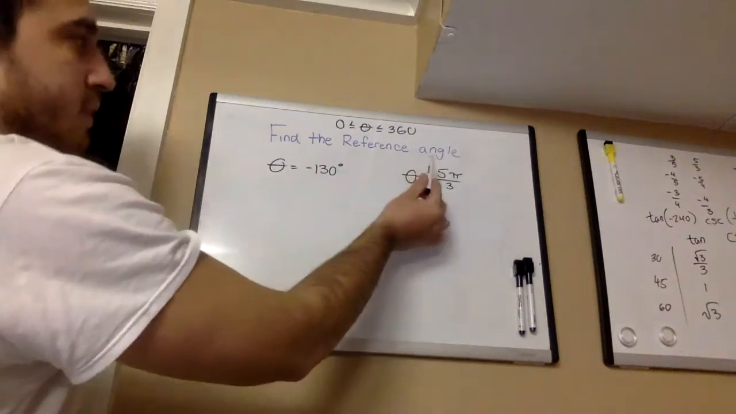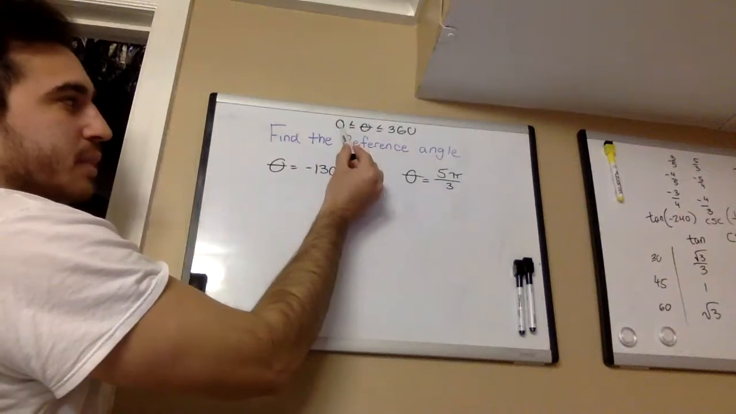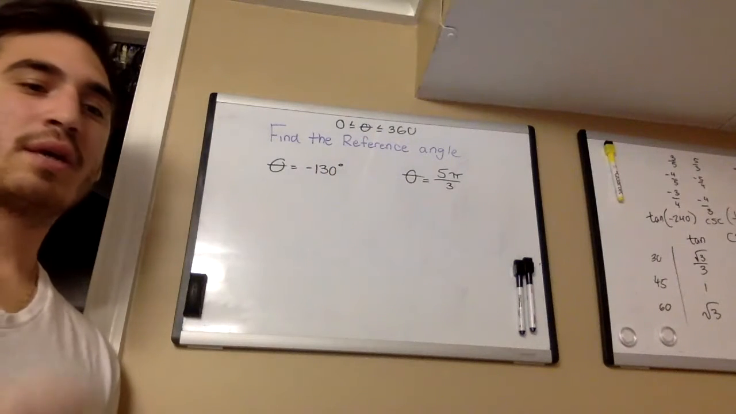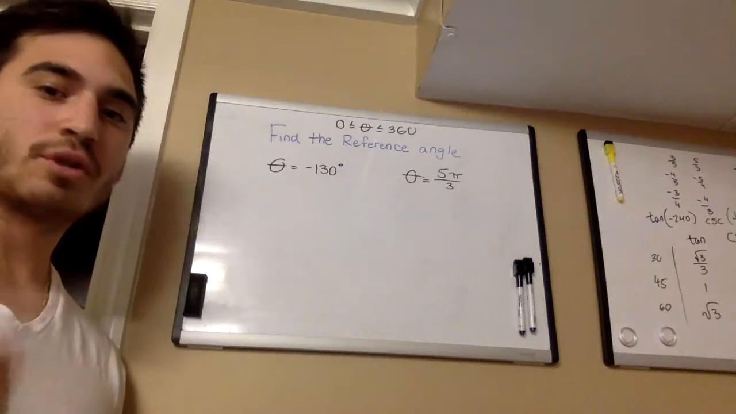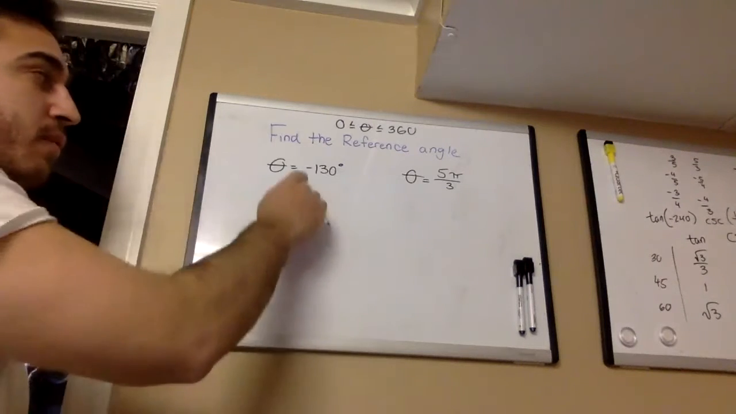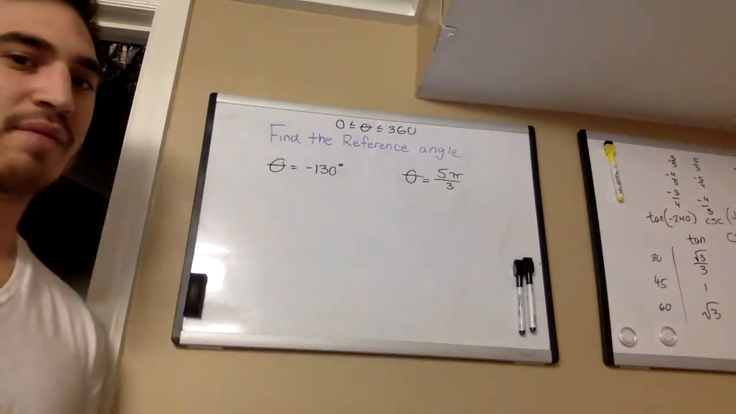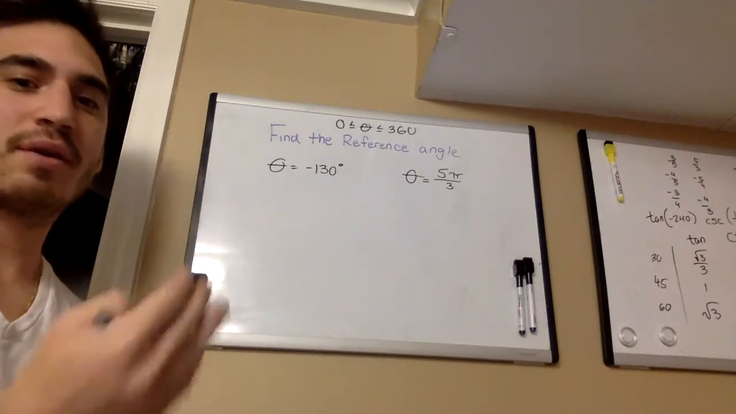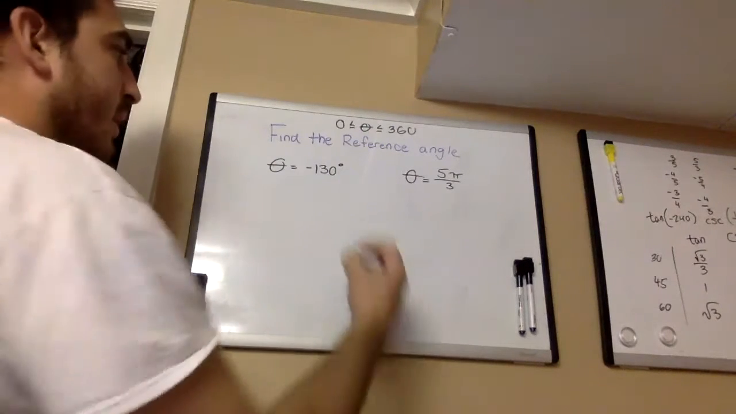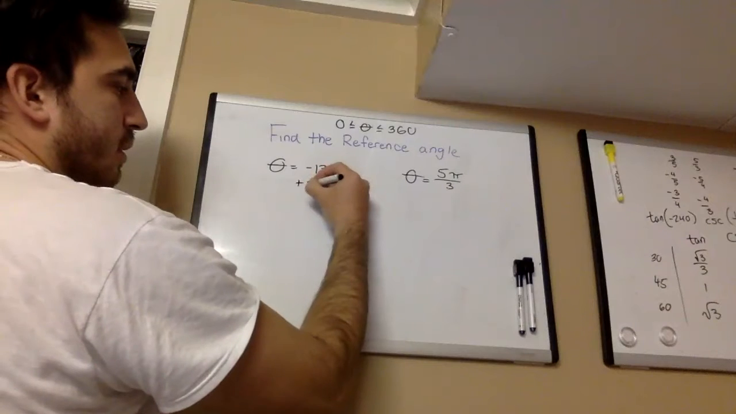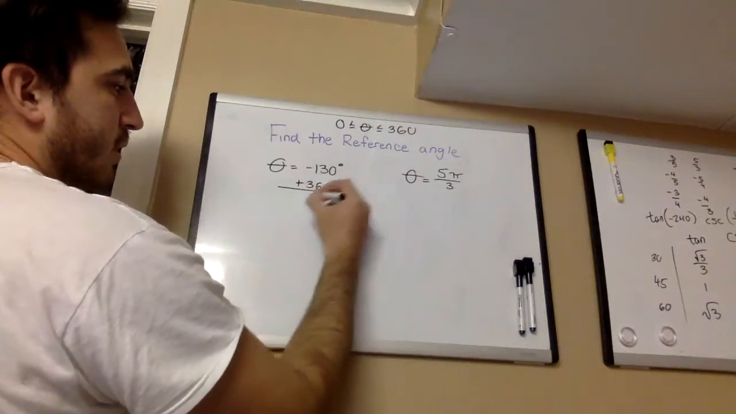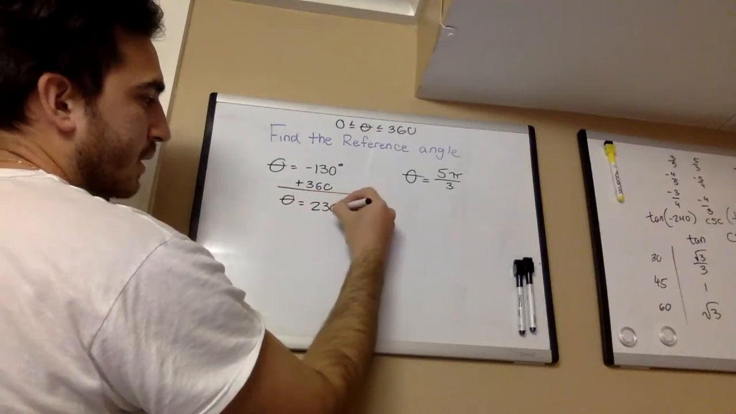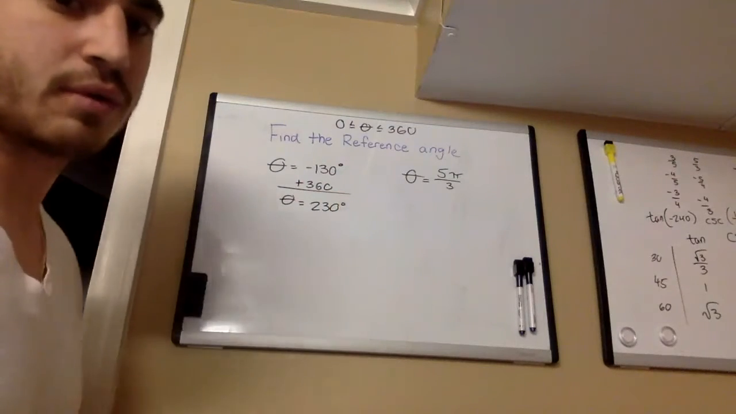When you're trying to find a reference angle, your angle must be in between 0 and 360. If it's not in between, you need to find a coterminal angle. So for example, negative 130 is not in that range. That means we either need to add 360 or subtract 360 in order to get into that range. So to get into that range, we must add 360. That's going to put us at 230 degrees.